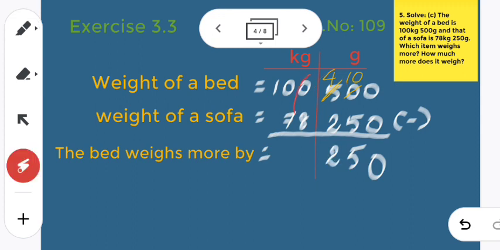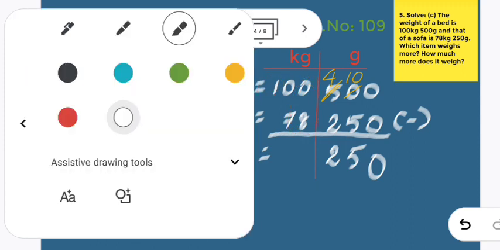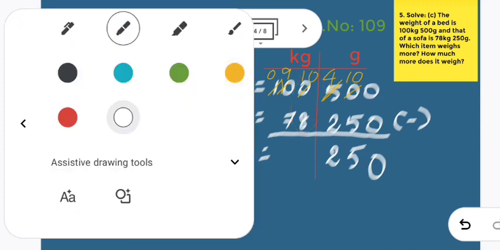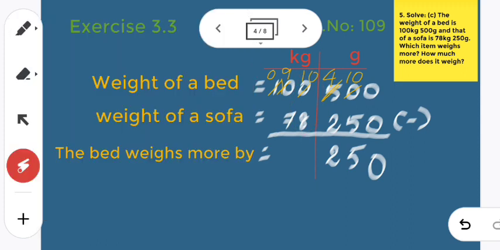Again here we have 0 and 8. We cannot minus, so we have to borrow. We will borrow from 1. So from 1 if you borrow, here 0 will be, so that 1 comes here, this will be 10. From 10 if you give 1, 9 will remain and this will be now 10. So 10 minus 8, you have 2. Again we have 9 minus 7, also 2. Again here 0 is there, so 0 need not be written.